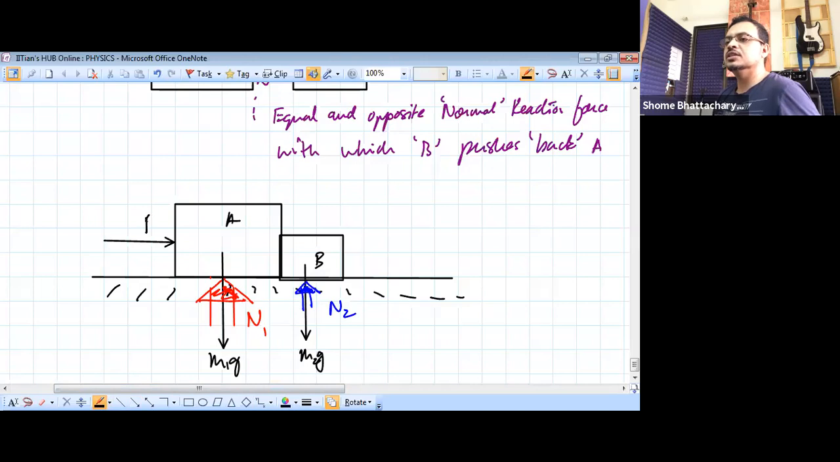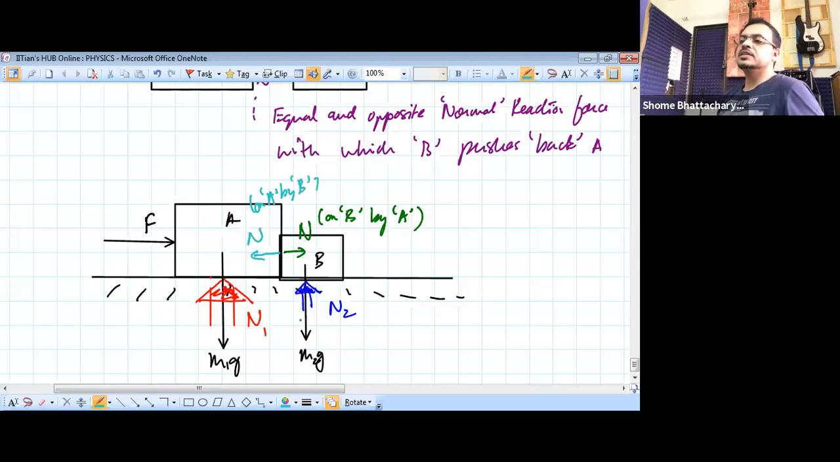So the moment I'm pushing this with a force F like this, A starts pushing B. So A is now applying a normal contact force on B. So you can say this is the force on B by A. And obviously by Newton's third law, B pushes back A with an equal and opposite force like this. So it's the same magnitude but opposite in direction. So this is the force on A by B.